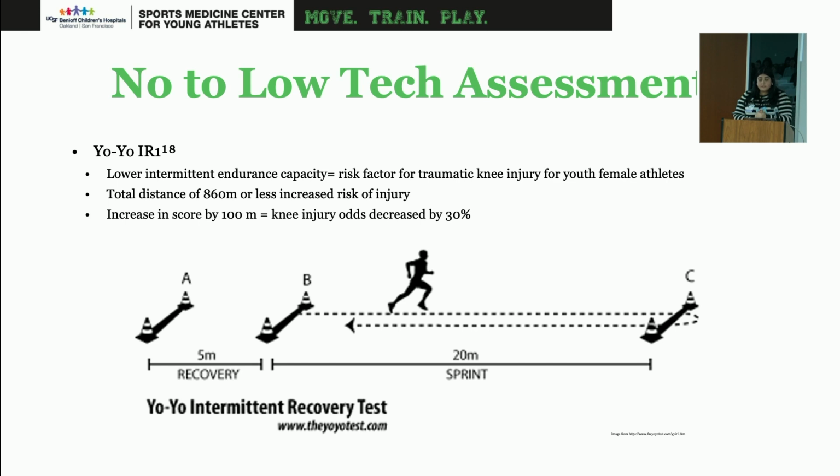I thought this was a really interesting study, Augustin et al., that touched upon this in terms of identifying this test as a way to test for risk, like being a risk factor. It concluded that a lower intermittent endurance capacity was a risk factor for traumatic knee injury for youth female athletes. They concluded that a total distance of 860 meters or less increased your risk of injury. They also noticed an increase in score by 100 meters decreased your knee injury odds by 30%.